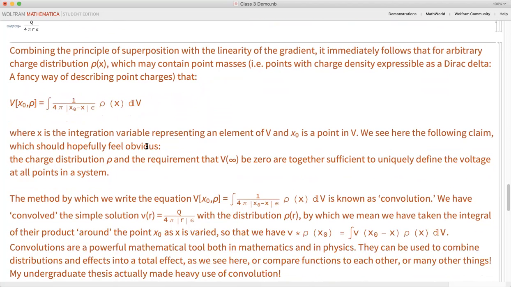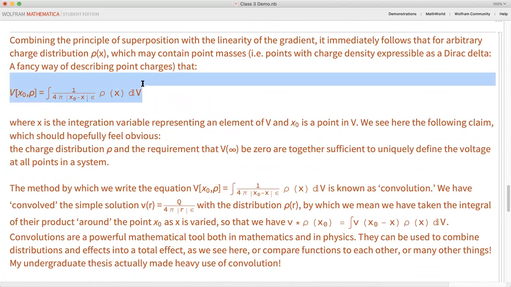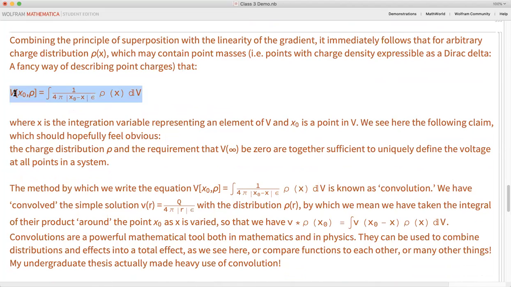But there's something valuable to note about this expression. And this notice is something very mathematical. This is actually a convolution. So we have convolved this function, v of r is that, with rho of r. Have you seen convolutions in mathematics before? You may have encountered them in statistics. That's not actually that surprising.